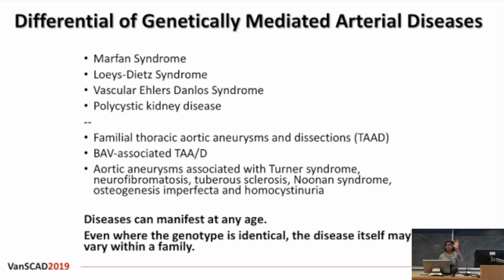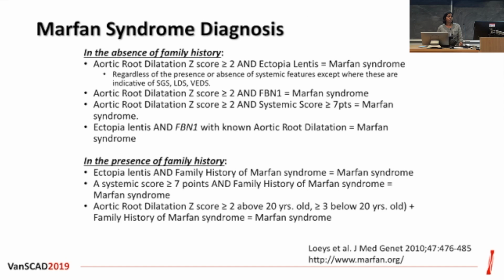So in families with Marfan syndrome, for example, one individual may have a very severe young onset presentation, and other family members may have just a very mild version of the disease. So what I wanted to do is go through each of these in some detail so that you can get a sense for how these diagnoses are made.